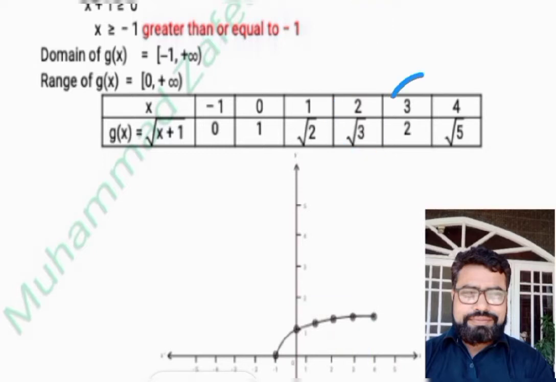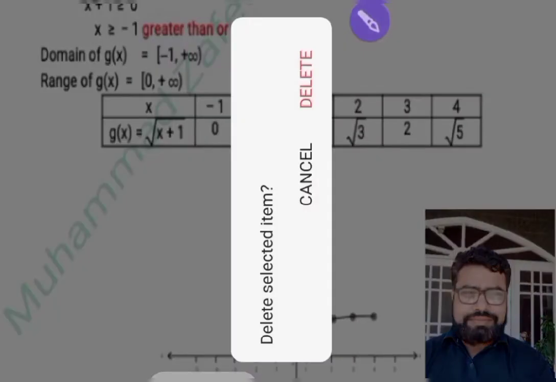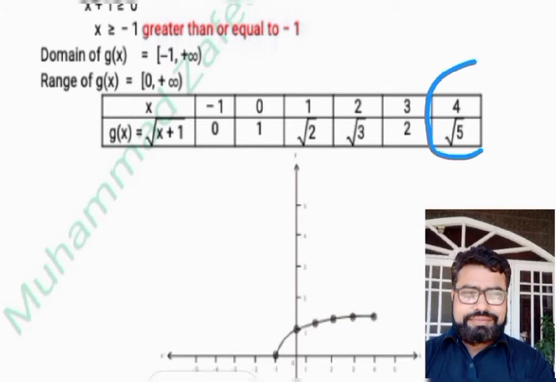Now at 3 there is 2. The value of x is 3, and we have a value 2 here. And at 4, square root 5 means 2.2, as told in the last part, and here is square root 5 or 2.2. So now we will join all these points, and we have the graph of this function here. We have plotted the graph of the function.